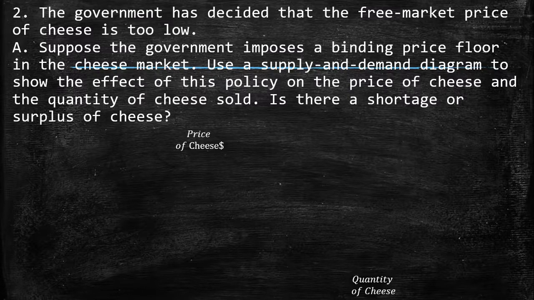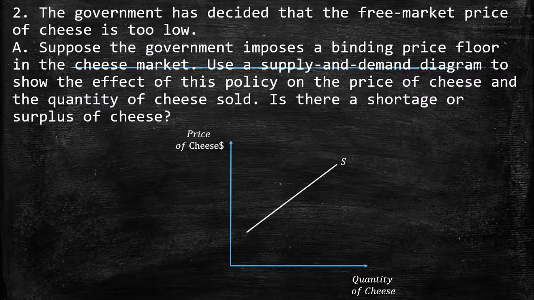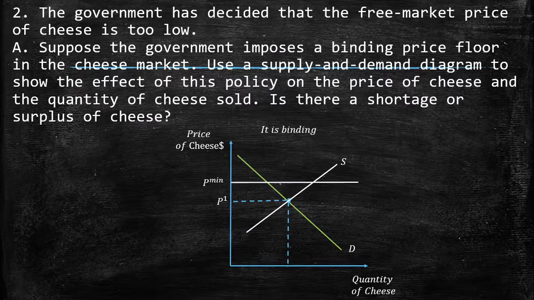So here in the diagram we have the cheese quantities and price. On one side we have the supply and here we have the demand. Here we have the equilibrium, which is given by P1 and Q1. When we have a price floor, the minimum price is given by this. Remember, when the price floor is binding, the minimum price is higher than the equilibrium price. So in this case there's going to be a surplus because the price is higher.